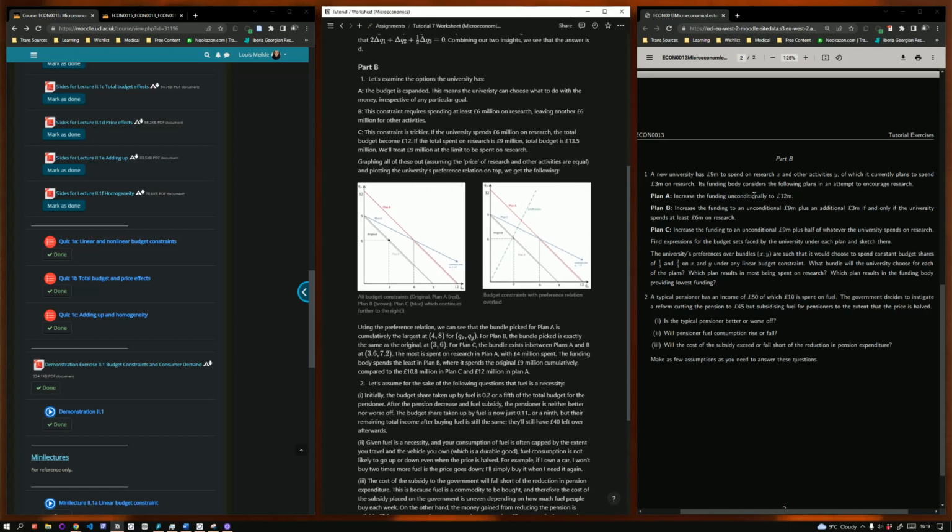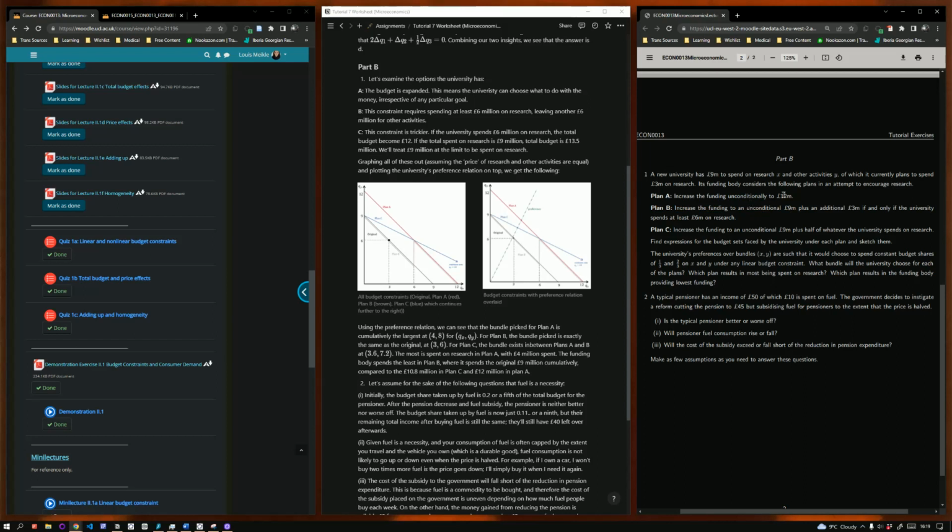But let's read, okay? So a new university has 9 million to spend on research. What university is this? Research is X and other activities is Y, of which it currently plans to spend about £3 million on research. Its funding body considers the following plans in an attempt to encourage research. Okay, so we have 3 plans here. Plan A is to increase the funding unconditionally to 12 million. Plan B is to increase the funding to an unconditional 9 million.